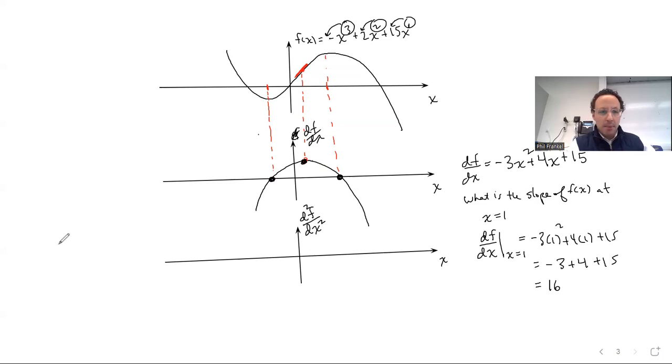As you might expect, to compute the second derivative of the original function with respect to x, we can just find the first derivative, or just the ordinary derivative, of the derivative of the original function. So df dx is something we already computed. It's -3x squared plus 4x plus 15. If I want to find the second derivative of f with respect to x, I apply the power rule to this function. Why don't you pause the video and take a moment to do that?